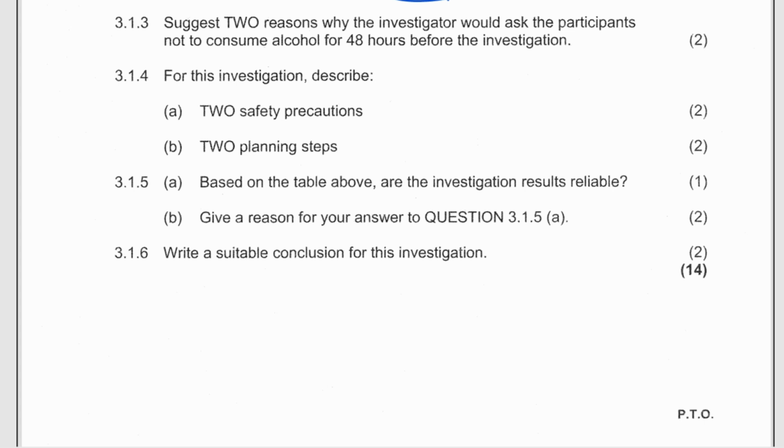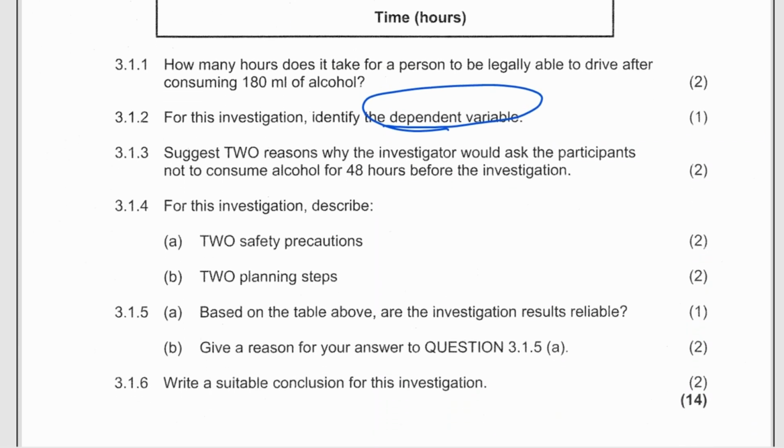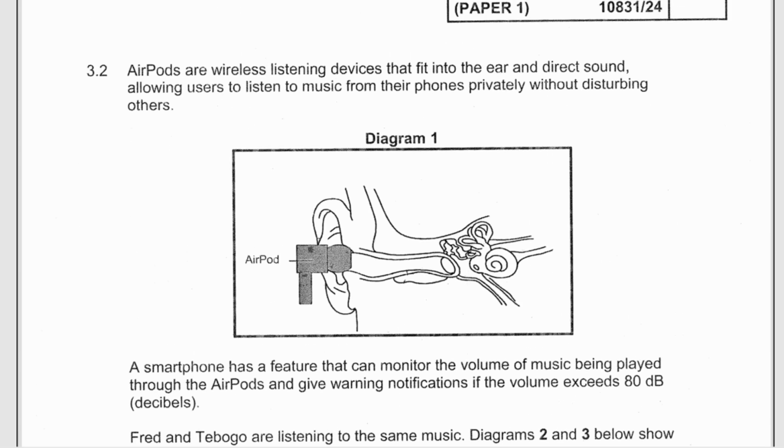Suitable conclusion for that: if you see here, the higher the amount of alcohol you take, the longer the time it's going to take to recover. So this one took how many hours? 6 hours or 7 hours. And then this one took 5 hours. So the higher the amount of alcohol you take, the longer it's going to take you to recover to normal.